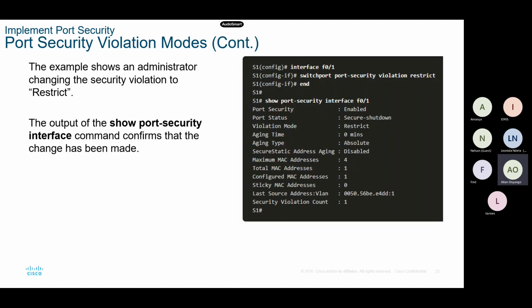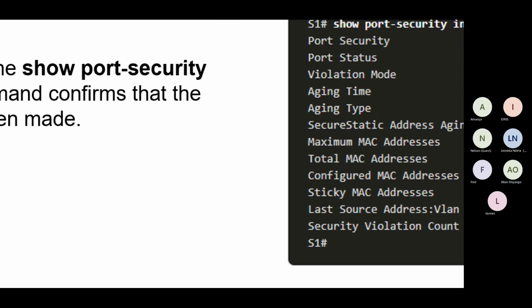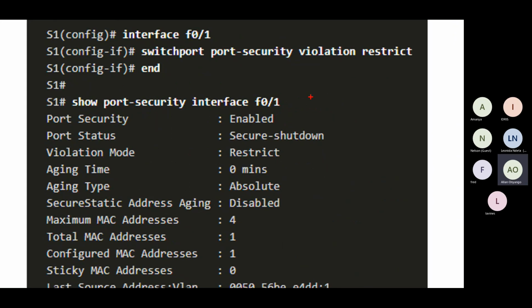And how do you configure violation? You just need to get to that interface, F0/1, then you say switchport port-security violation, and you can set it to restrict, protect or shutdown. Of course, the default is shutdown, but you'll see the violation mode here is restrict.